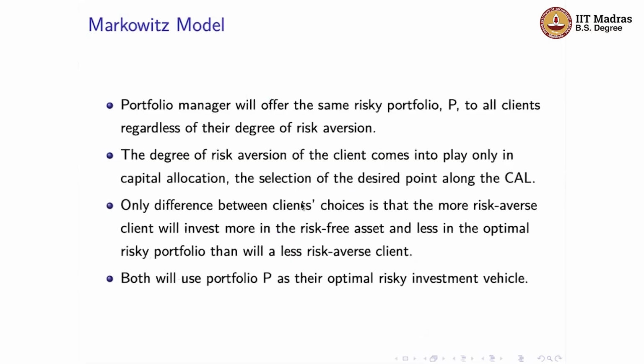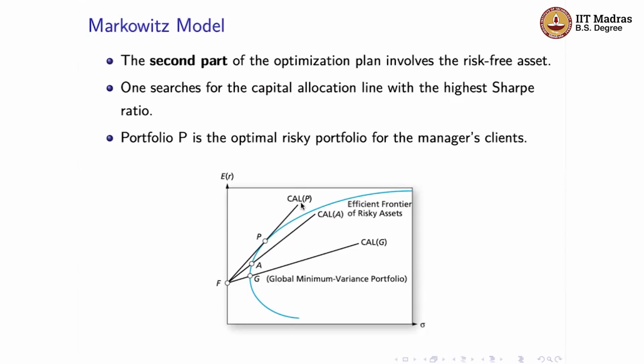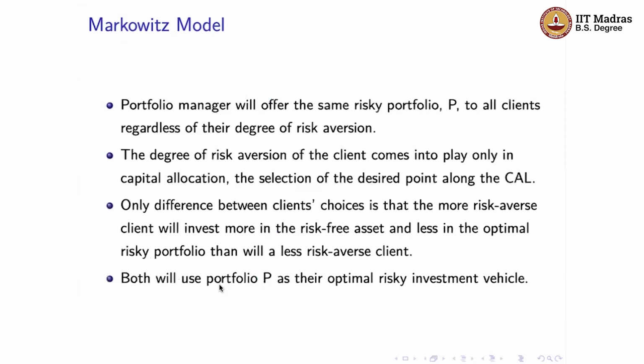So one thing to note is that one implication from this is that the manager will offer the same risky portfolio to all clients regardless of their degree of risk aversion. This portfolio P is constructed from combining the different risky assets, and this is the portfolio that we want to combine with the risk-free asset. So this same option, P, is going to be made available by the portfolio manager to all of the clients. So why is that the case?